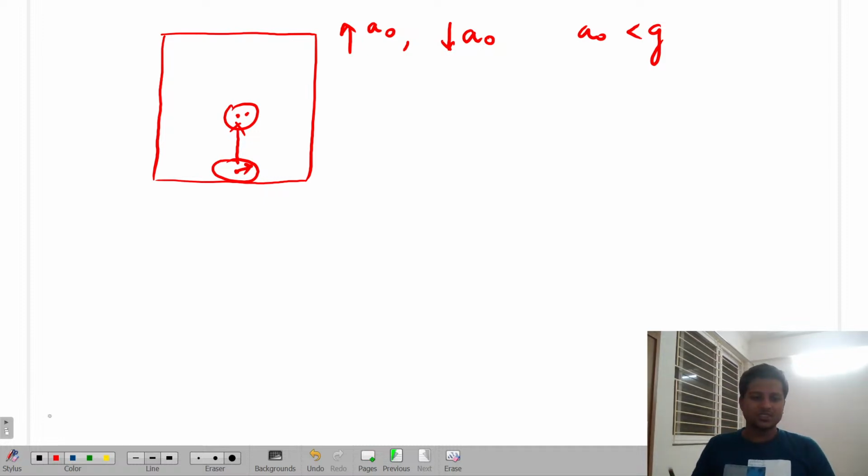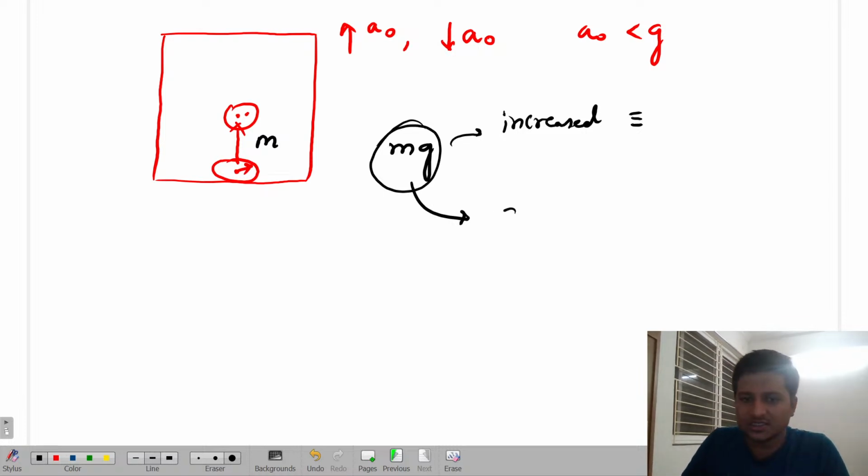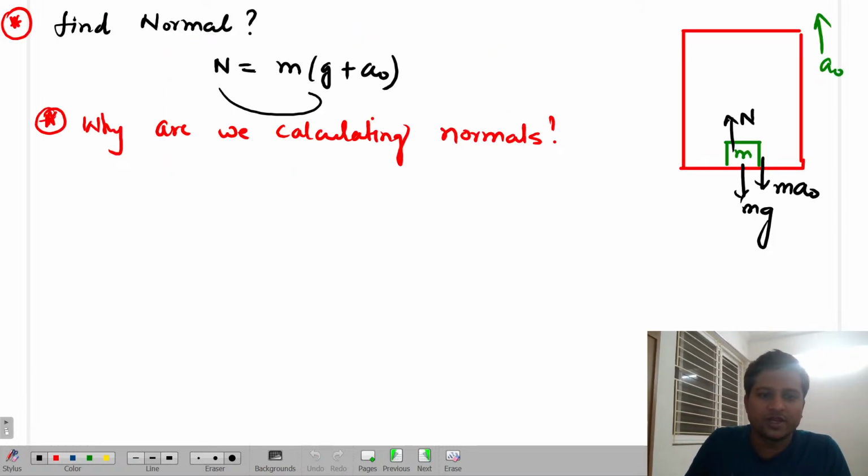Now when you see these two cases, let's suppose the mass of the person was m. When the lift was stationary, he measured that his weight is mg. But when the lift goes up, he found that his weight has increased. When he went down, he found out that his weight has decreased. So basically, what is normal? Normal is a measurement of weight, or not?